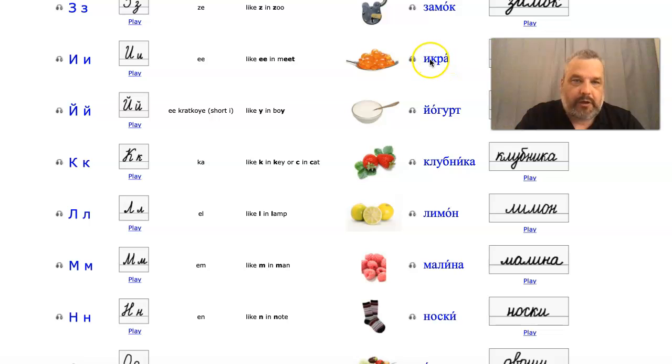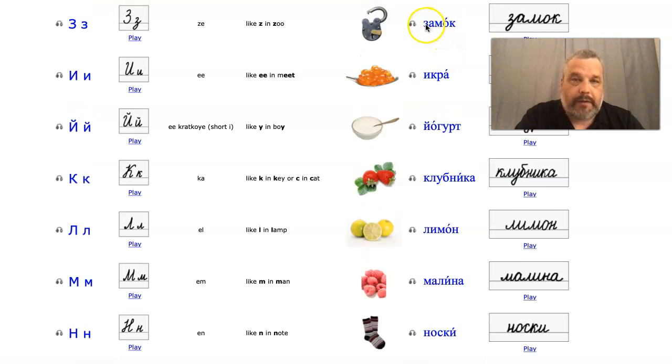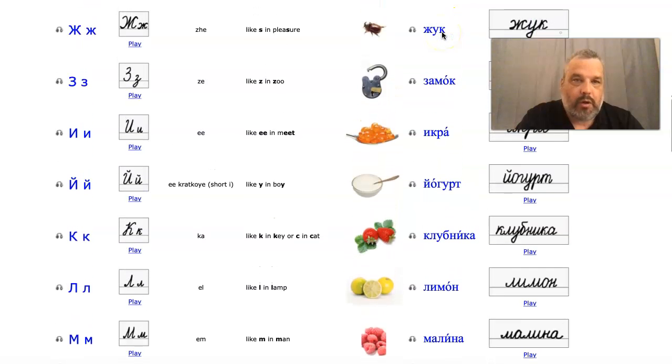Let's do here ikra. That's EKRA, ikra, which is caviar. Ikra. By the way, caviar is disgusting. Okay, and then let's look at this one. Zamok, ZAMOK, zamok. Again, you have the accent on the O, therefore it is pronounced O.